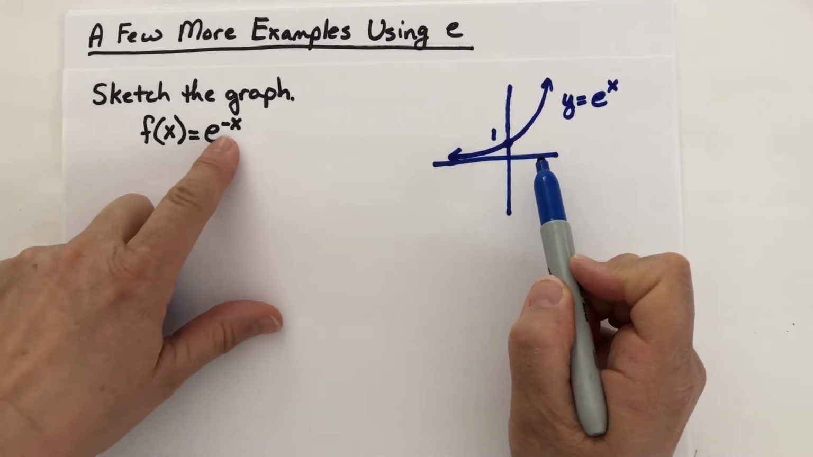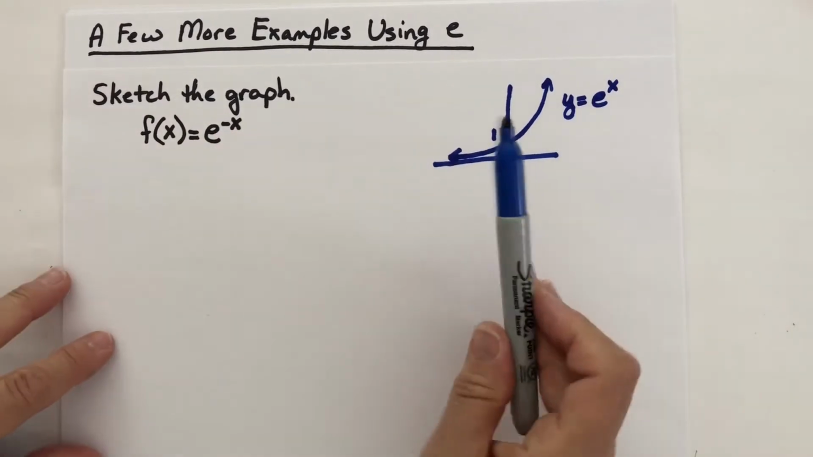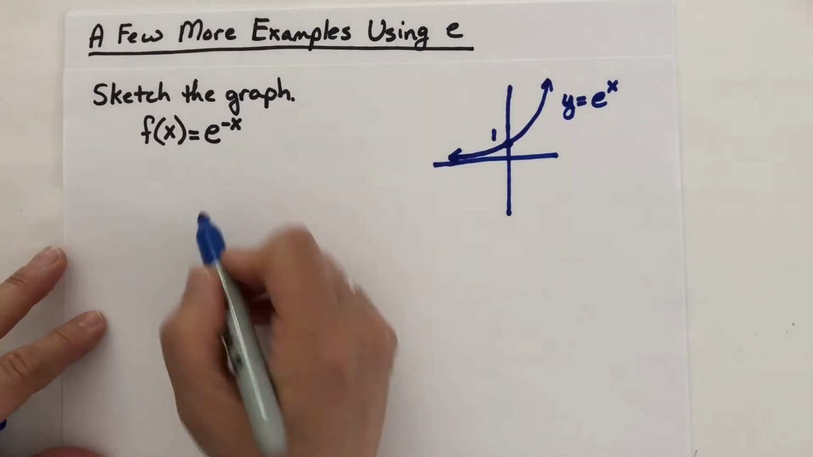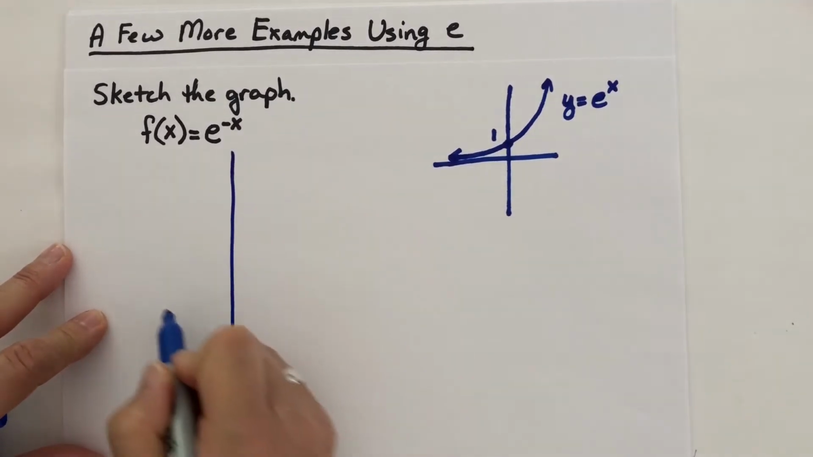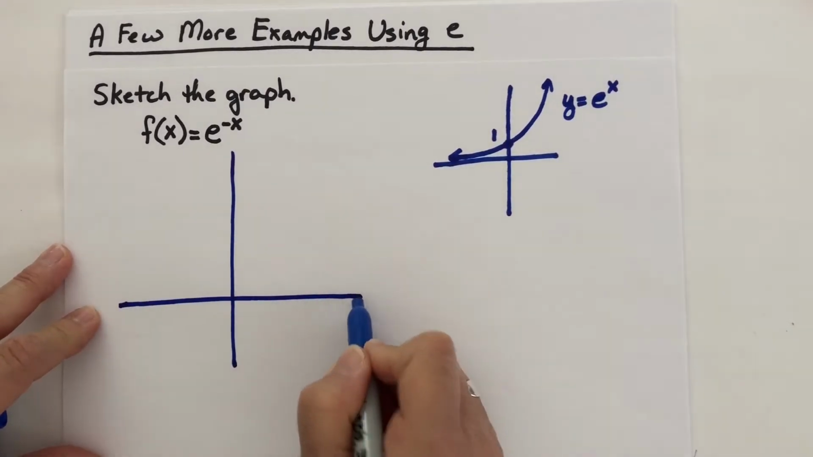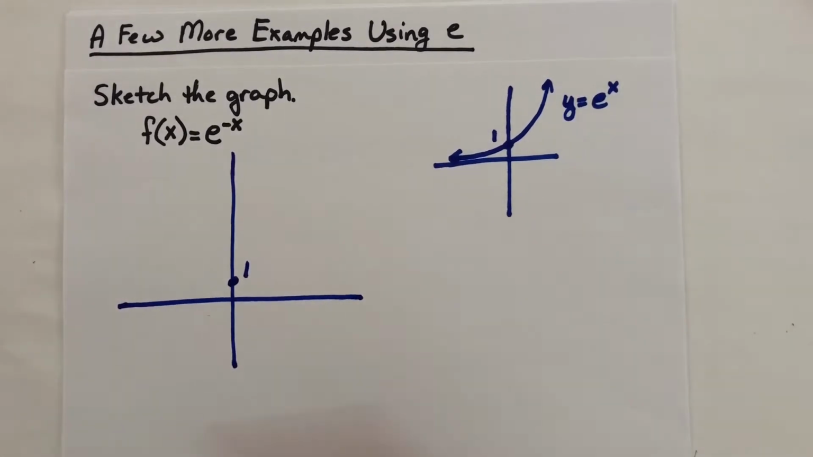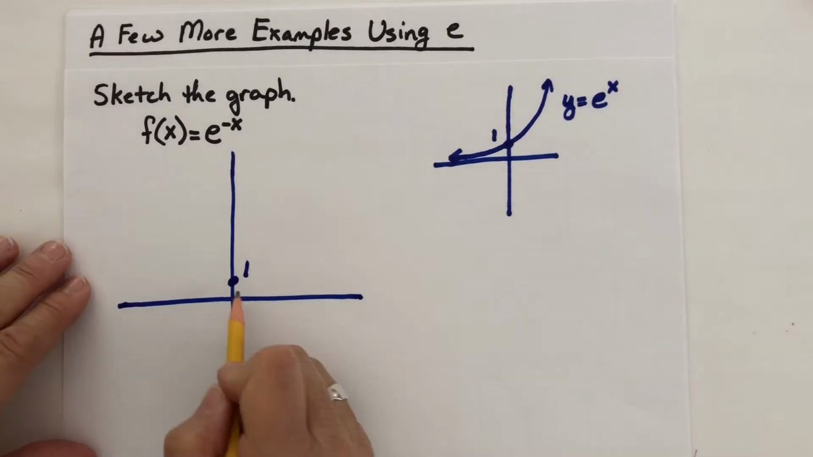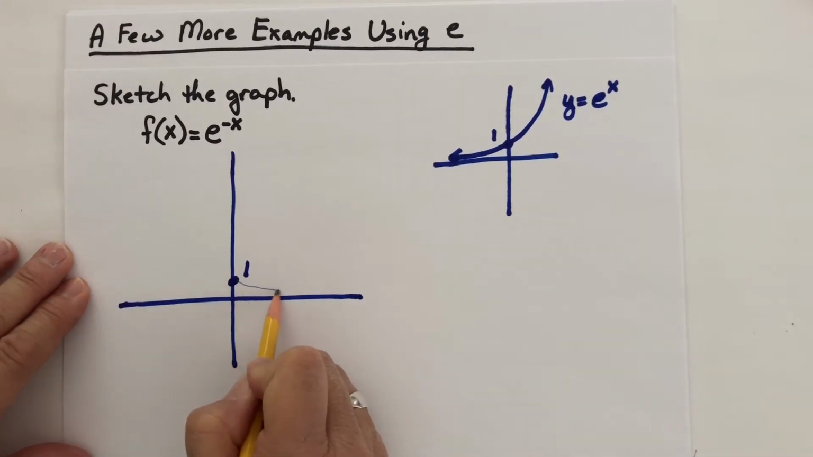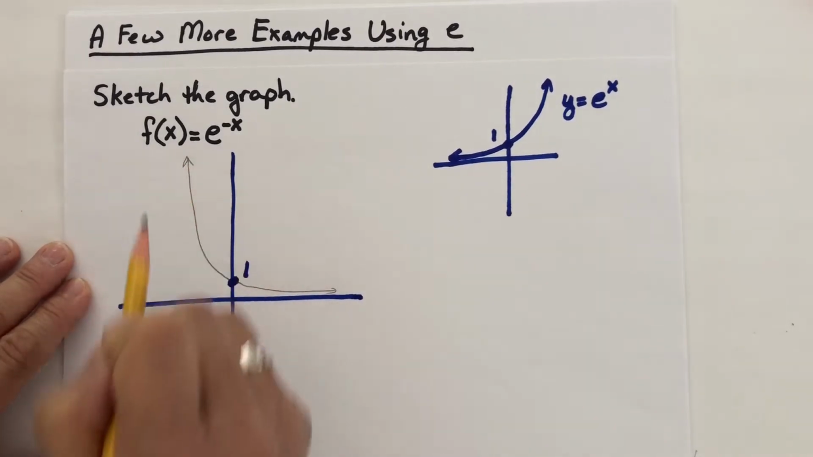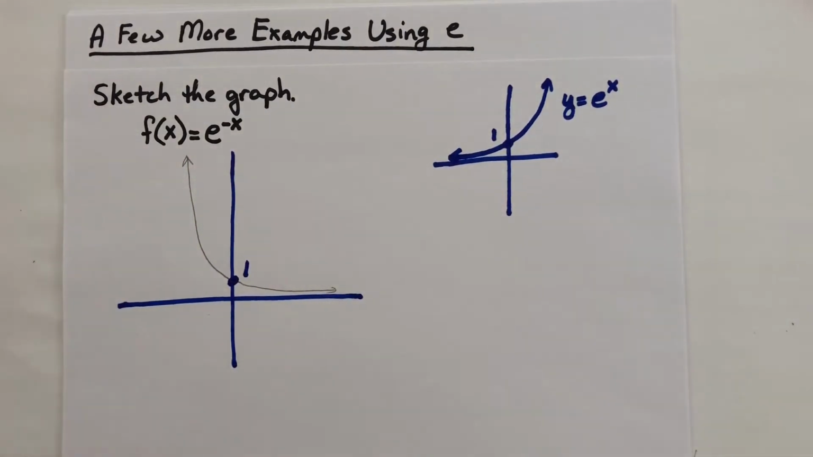But as soon as we have a negative x instead of an x, remember that means the graph reflects across the y-axis. So our graph would look like this. It would go through 1 right here. And I'm going to just grab a pencil for a moment, and I'll tell you why in just a minute. It's asymptotic right here. And depending on the nature of why you needed the exponential function graphed, you could consider it done.